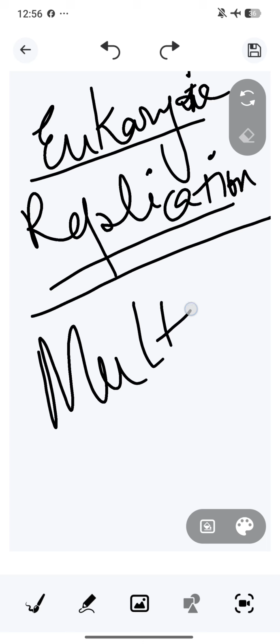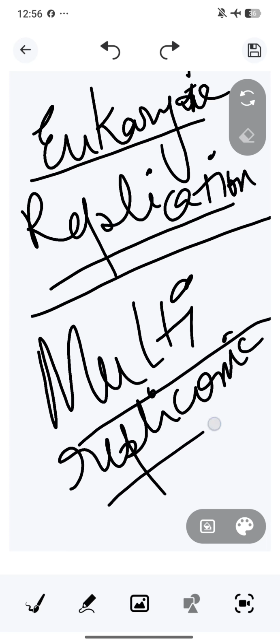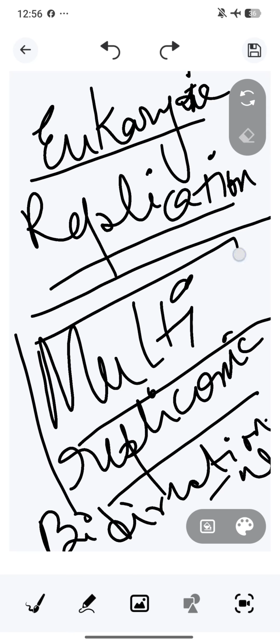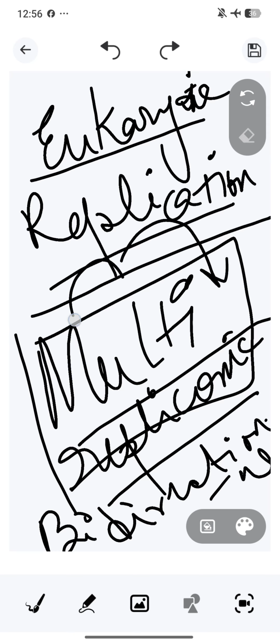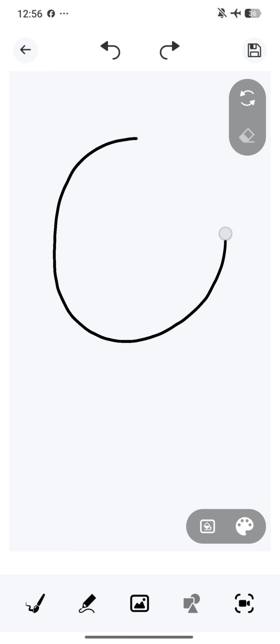So, multi-repliconic. Eukaryotic replication is multi-repliconic and bidirectional. So you will say what? Multi-repliconic, then again bidirectional. How is this possible? Both the words have different meanings. Bidirectional means, same as prokaryote, it happens in two directions from a single origin site. But what is multi-repliconic?